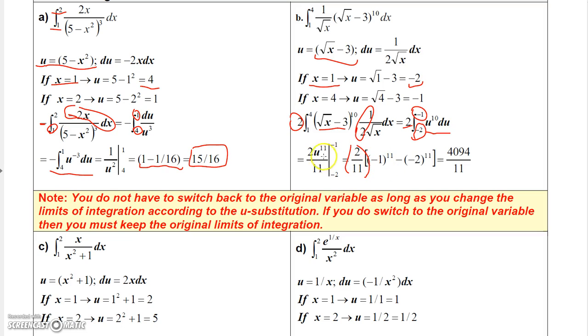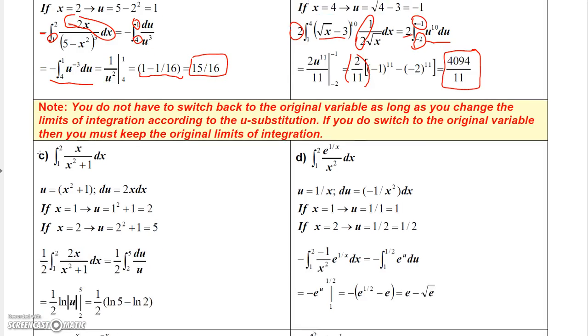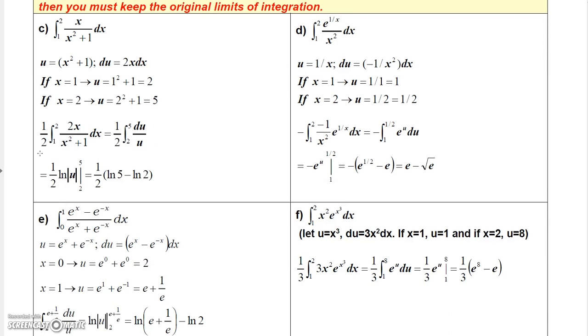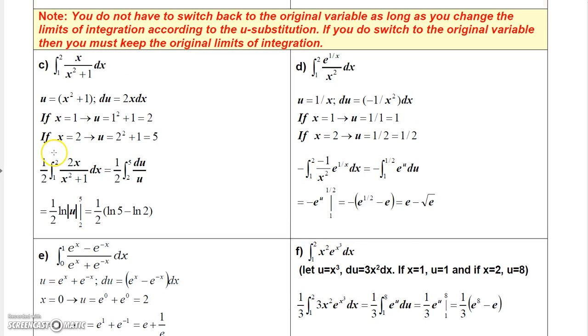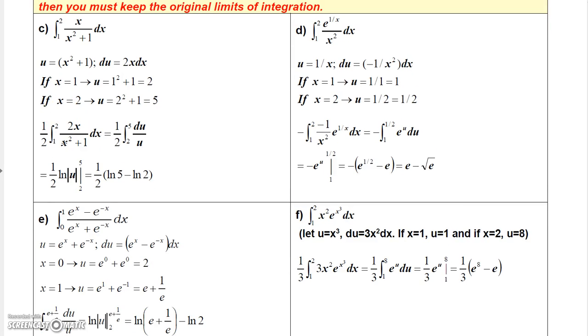But evaluate u to the 11th at negative 1 to the 11th, and then minus evaluate this at negative 2. So I get minus negative 2 to the 11th. And you might want to grab a calculator to figure all this out, but basically I got that the answer is 4,094 over 11. So you don't have to switch back to the original variable. If you do switch back, then you just keep the original limits of integration.